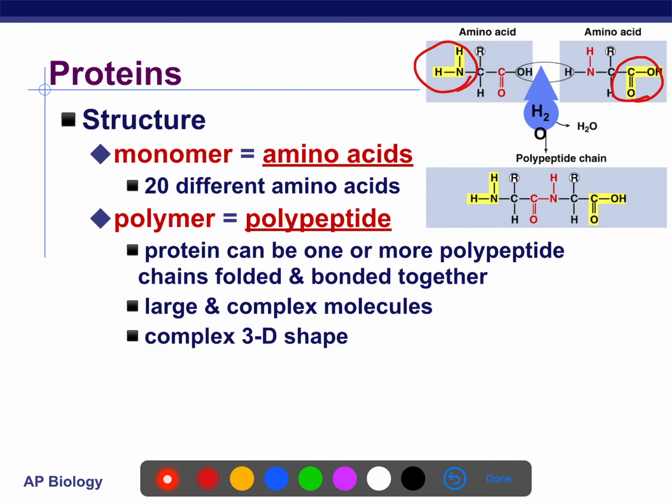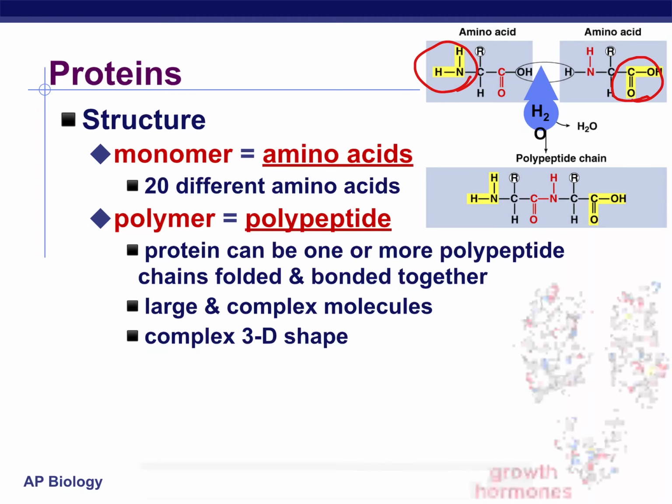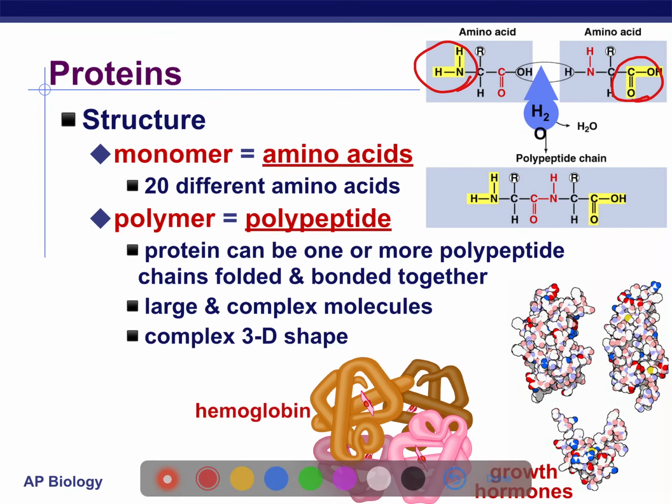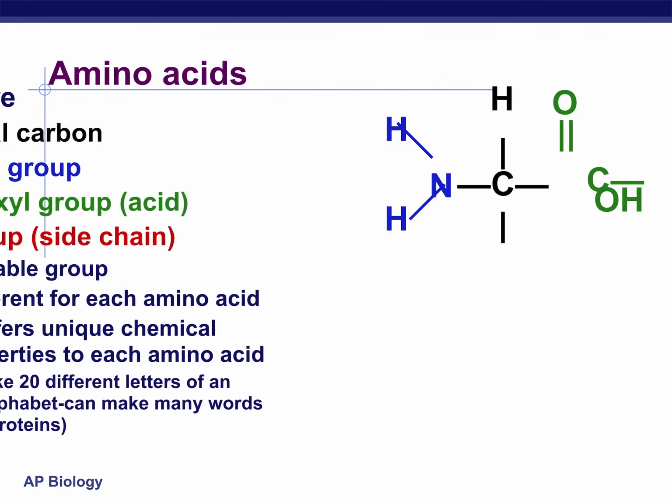A polymer is a polypeptide, and so that's when there's one or more amino acids that form together to make a protein. They're very complex molecules. We're going to have 4 steps to build them or to shape them into what they're going to become, and we'll talk about all of that.